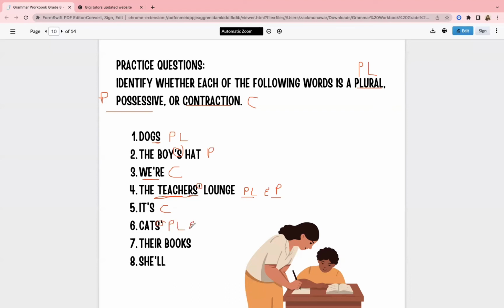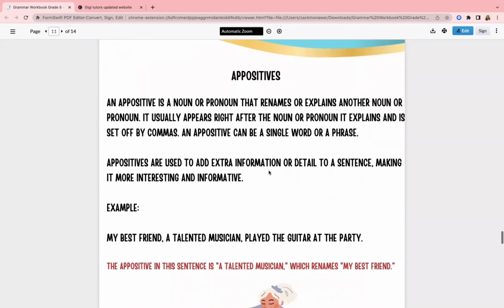Looking at number 6, cats'. This is also plural and possessive. More than one cat owns something. 7, their books. Books has an S at the end. This is just plural. She'll is a contraction. It means she will. And we're almost done with today's lesson.